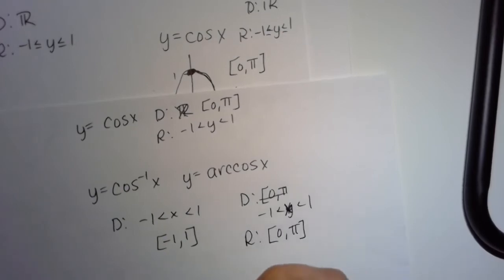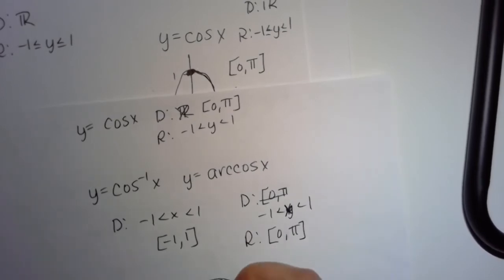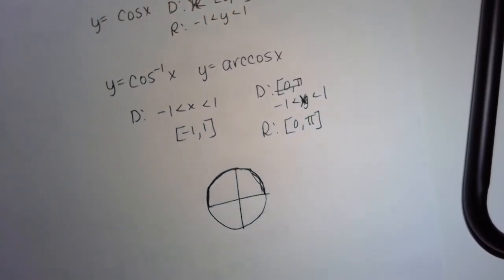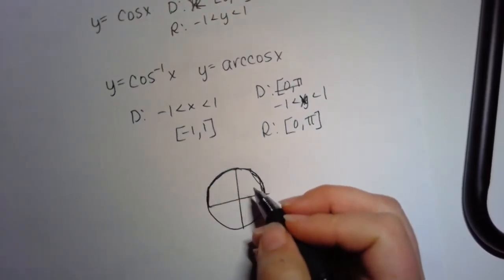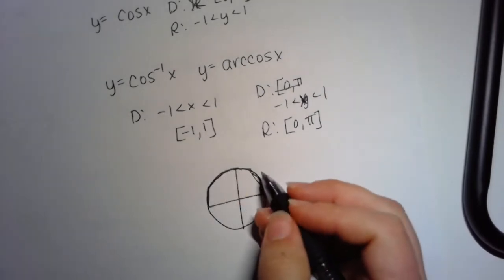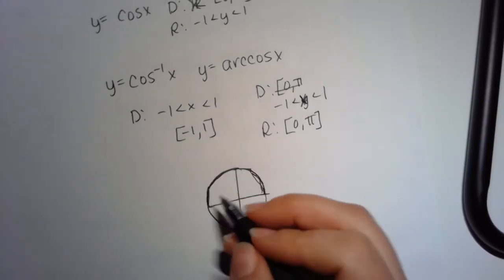You can write these in interval notation or as an inequality. But for cosine, I think of it as the top half of my circle. So when I'm placing angles and things in my unit circle, it helps me to visualize, okay, well, it has to stay up here, okay?